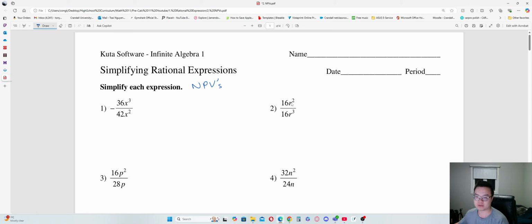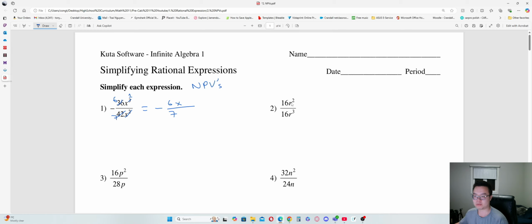So let's simplify this. First we have 36. I can divide all of them by 6. So 36 divided by 6 gives me 6, and then 7. This will give me negative 6 over 7. X to the power 3 and x to the power 2: my x in the denominator will cancel out, and on the top, because I have the higher degree, I take 3 minus 2, and I will have x to the power 1. So therefore, I'll have minus 6x over 7.